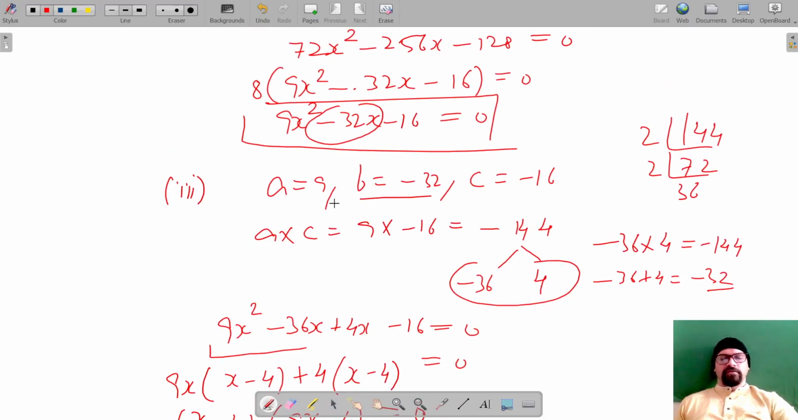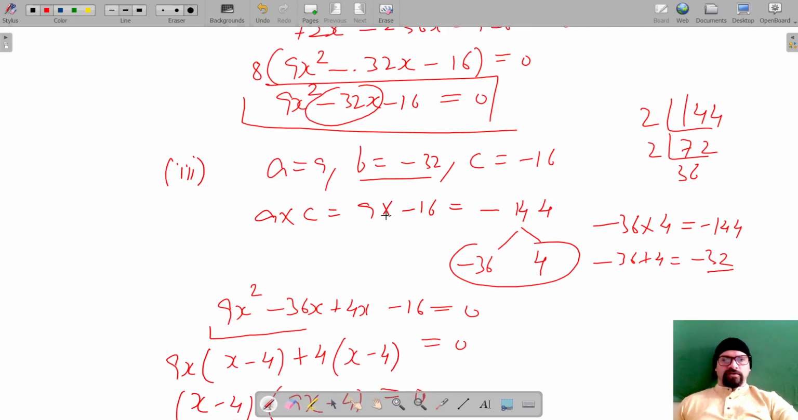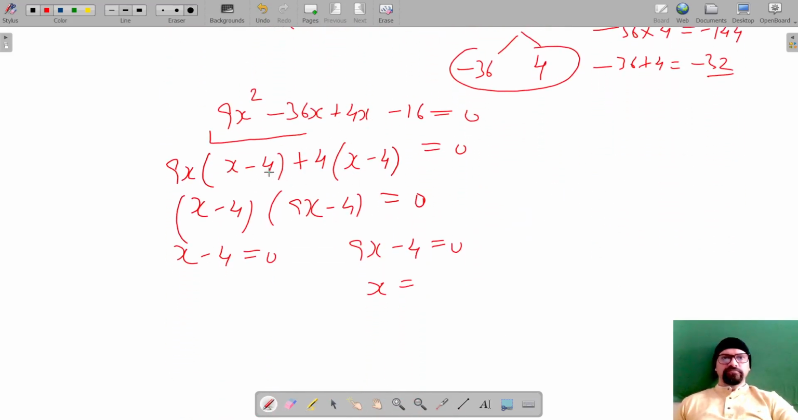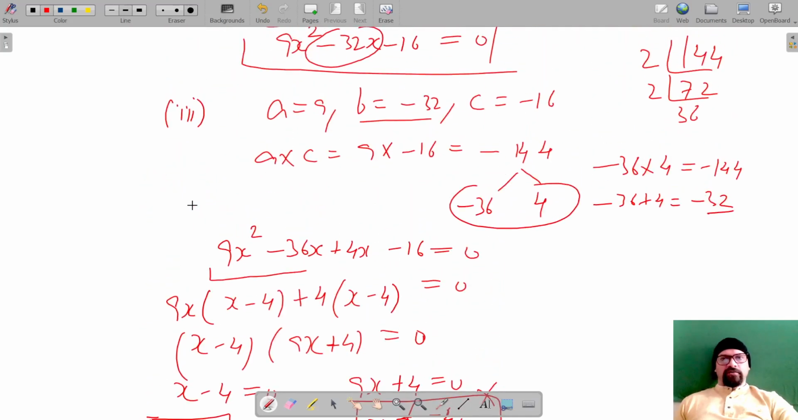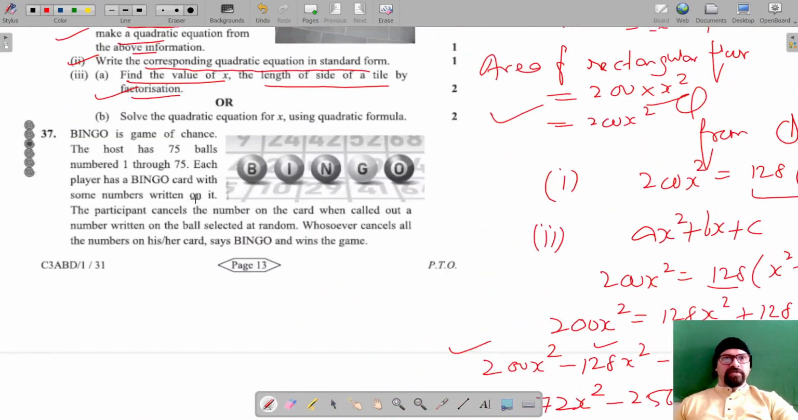Okay, so we have got the values of x. This is actually 9x plus 4, which gives us x is equal to minus 4 by 9. The length of the side cannot be negative, so we are going to reject this. And x is equal to 4 is the length of the side of the tile. Okay, so question part 3 is done.